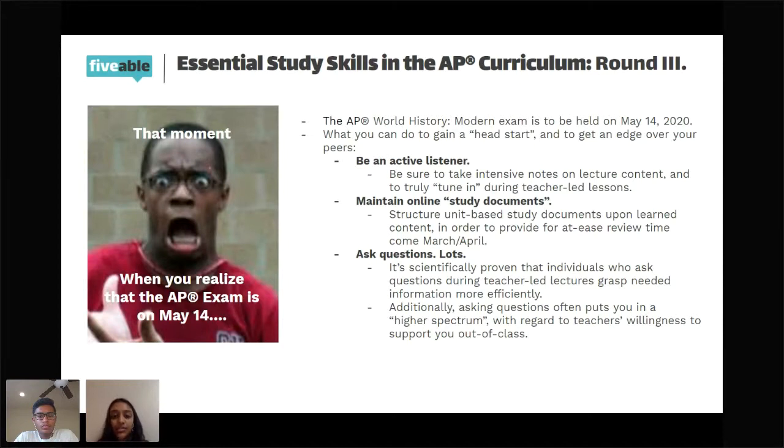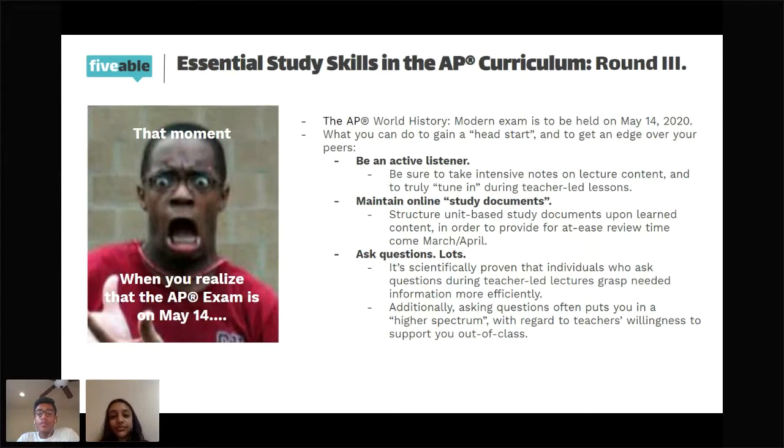Also, ask questions to anyone, really. Ask questions to people who took the class before you, ask questions to your teacher, ask questions to anyone who you think will help, and you should be fine. Because whenever you don't understand something, it's easier to just say, well, I can learn it later, rather than actually asking the question and getting that information when you need it.